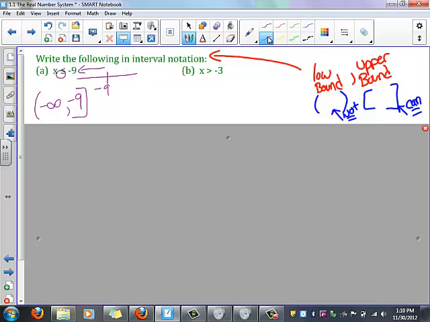Next up, looking at x is greater than -3. So if we have -3, we want everything greater than it. So that means we're going to go from -3 to infinity this time. Once again, we can't hit infinity, so it's an open parenthesis. But then also notice we just want strictly greater than, so we can't actually equal -3 either. So it'll be a parenthesis.